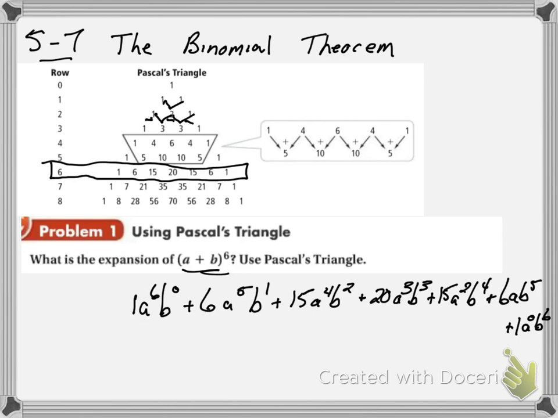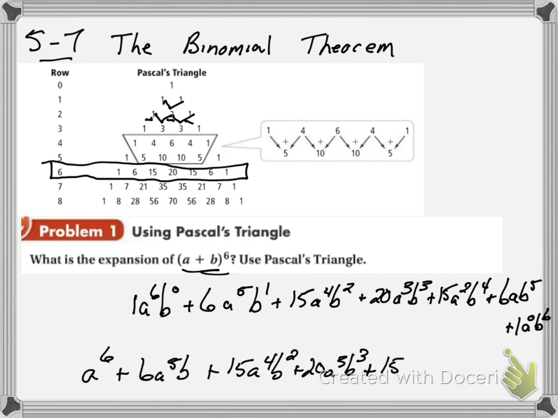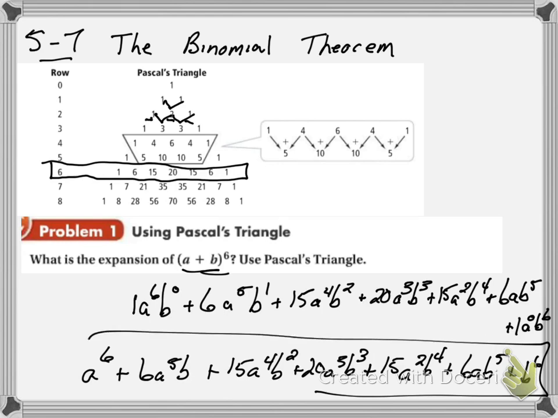Now clean it up, so you have a to the 6th plus 6, a to the 5th, b, plus 15, a to the 4th, b squared, plus 20, a cubed, b cubed, plus 15, a squared, b to the 4th, plus 6, a b to the 5th, plus b to the 6th. And that is your expansion of that. So you don't have to write 6 a plus b's and write them out.